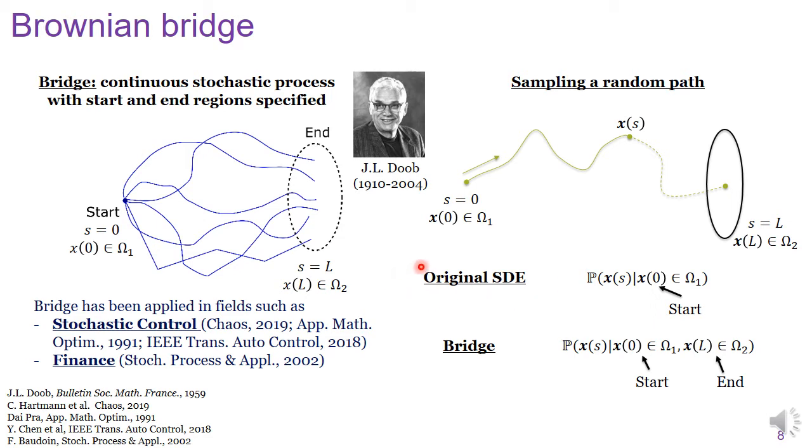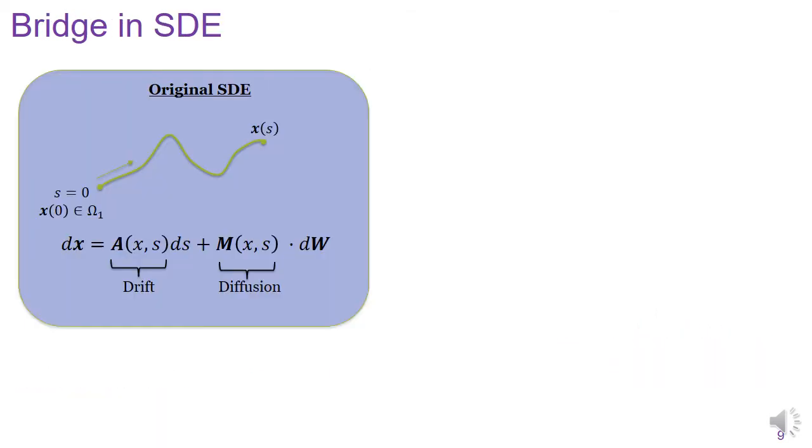Essentially, the original stochastic differential equation can only specify the initial conditions. With the bridge, not only can we focus on the start position, we can also specify the end position. On the next slide, we're going to describe how we do it.